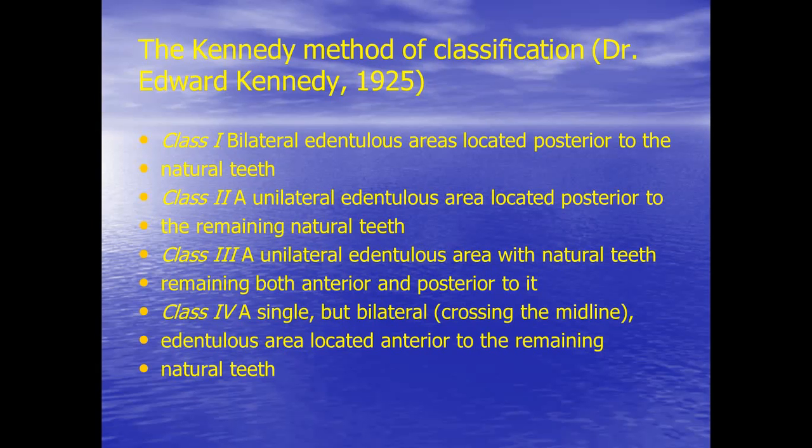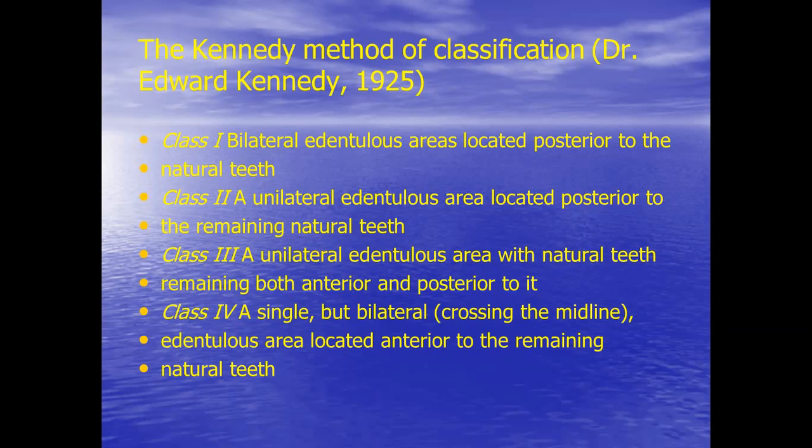according to classification, as any condition of this specific patient is an individual condition, but still, to be able to talk to each other, we need to understand each other. And classification is what helps us to understand. So the Kennedy classification is what you see on the slide. It was suggested by the American Dr. Edward Kennedy in 1925. And this is the most commonly used classification of partial edentia in the world. And this is what you need to know, because this classification is used by dentists all over the world.